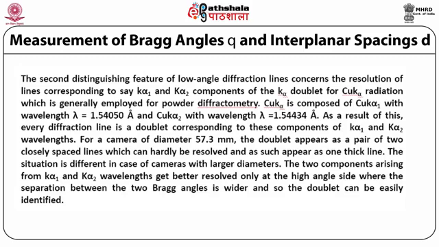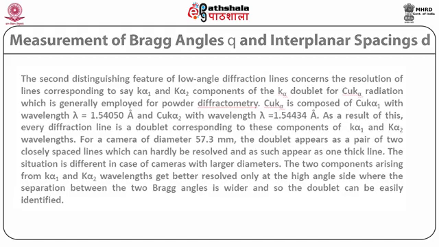For a camera of diameter 57.3 mm, the doublet appears as a pair of two closely spaced lines which can hardly be resolved and as such appear as one thick line. The situation is different in the case of cameras with larger diameters. The two components arising from K alpha 1 and K alpha 2 wavelengths get better resolved only at the high angle side, where the separation between the two Bragg angles is wider, and so the doublet can be easily identified.